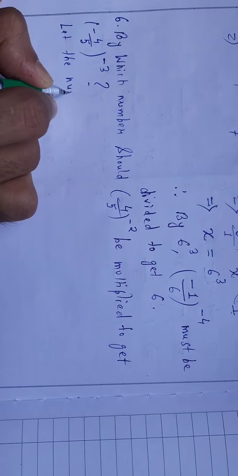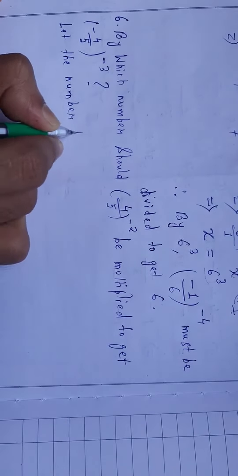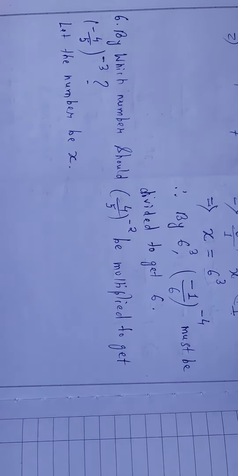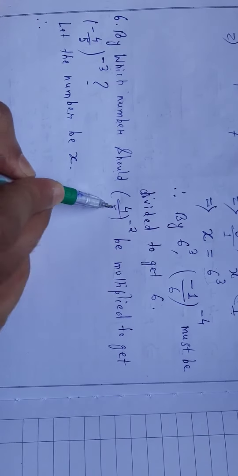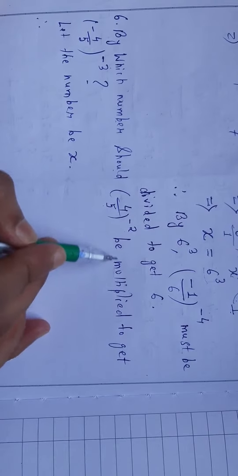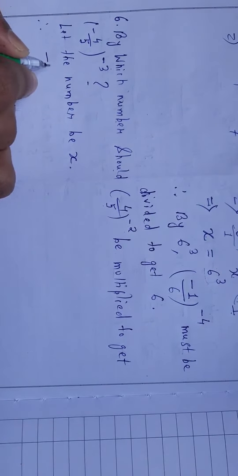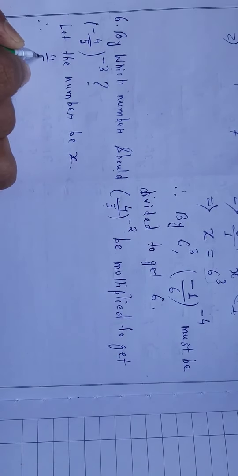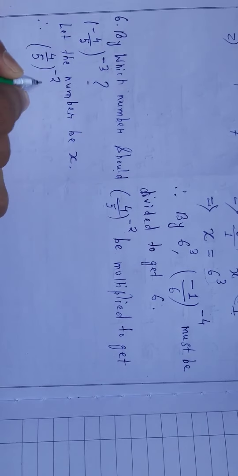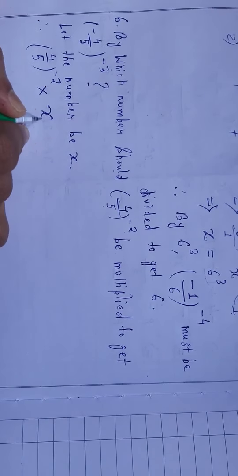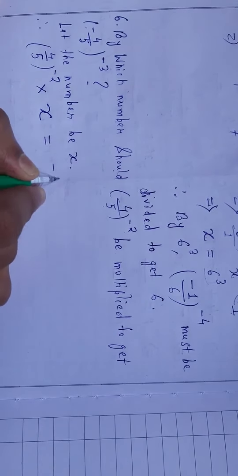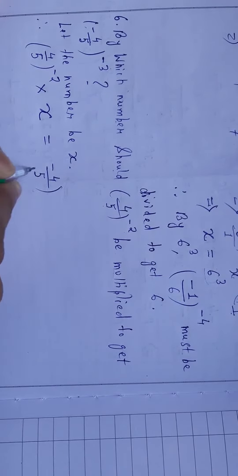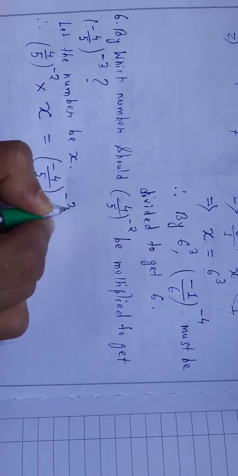Let the number be x. Therefore, by which number should this (4/5)^-2 be multiplied? So we'll write (4/5)^-2 into x to get minus 4 by 5, so equal to (-4/5)^-3.